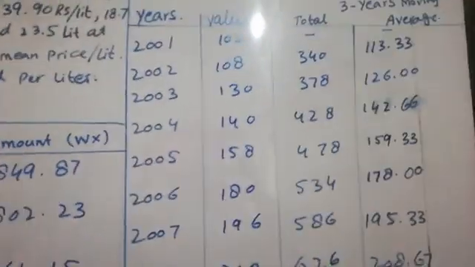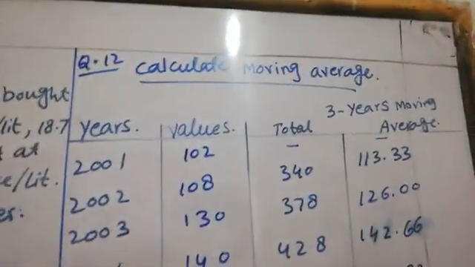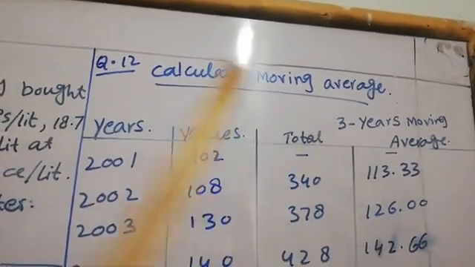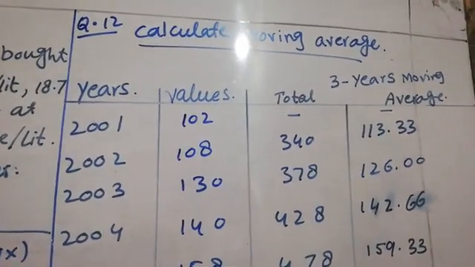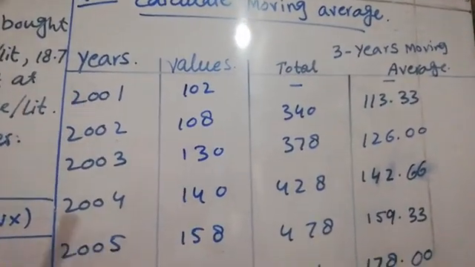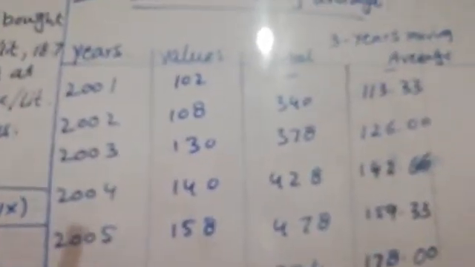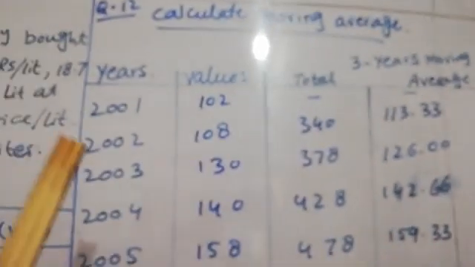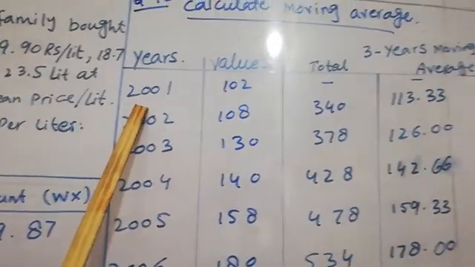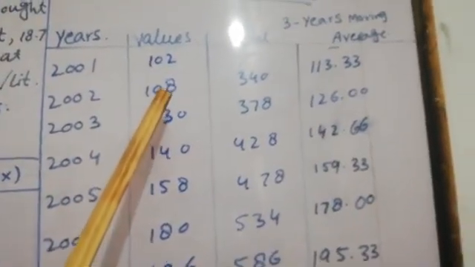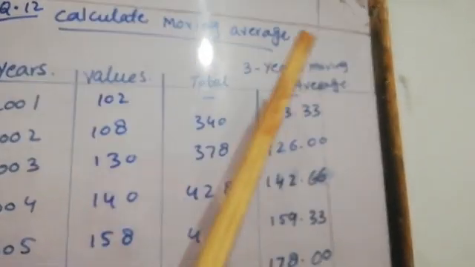Now we will move to the next part. This is also again a type of average which is known as the moving average. Dear students, moving average means that the average is moving, not constant. This is a constant single average. But in this question we will find the moving average of 3 years. Here data of 10 years is given, 2001 to 2010, and we will find the 3 years moving average.